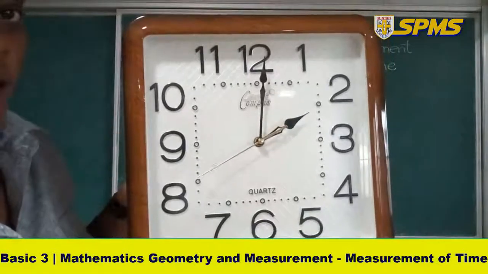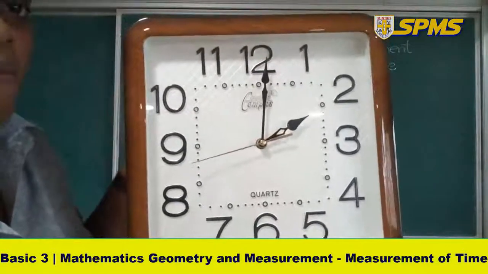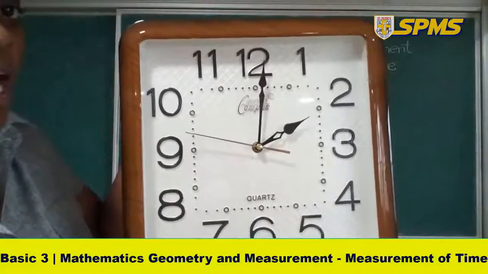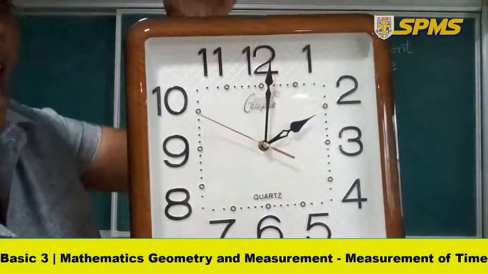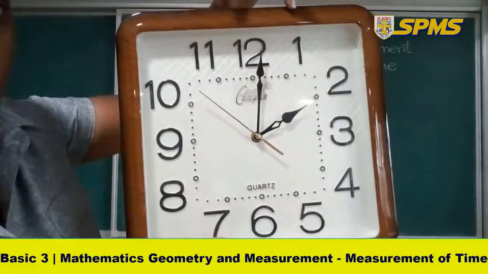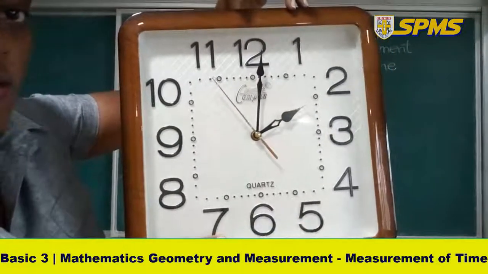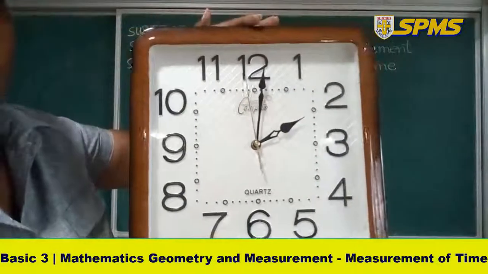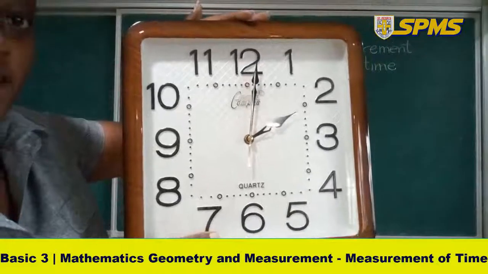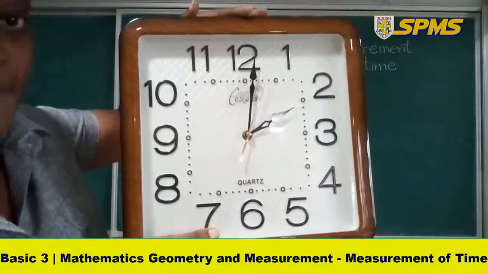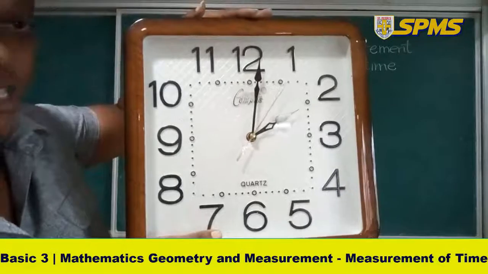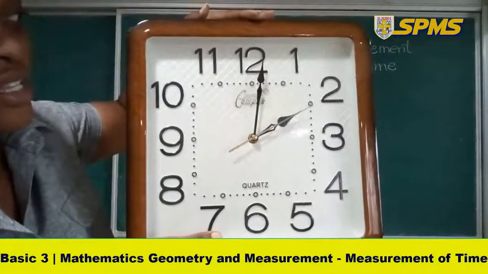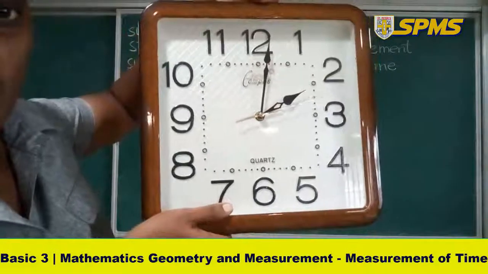Now, I moved the minute hand from 12 and then I brought it back to 12. The hour hand was on 1, but now, which number is the hour hand on? 2. Very good. So can we tell the time? What is the time? Very good. The time is 2 o'clock.